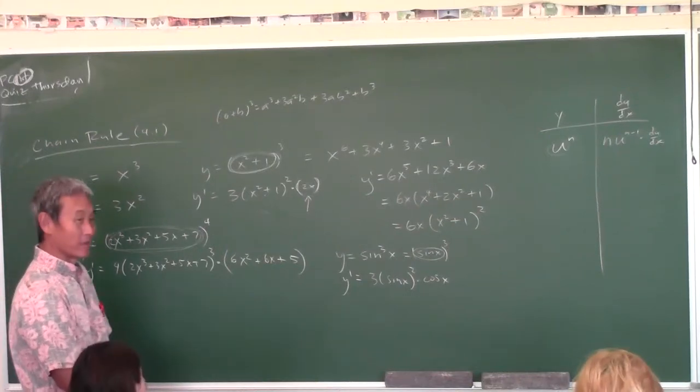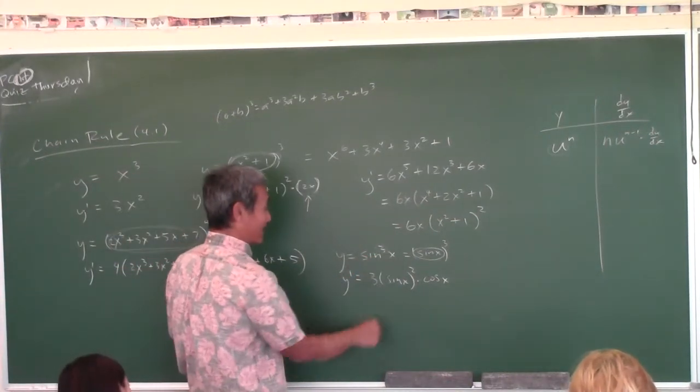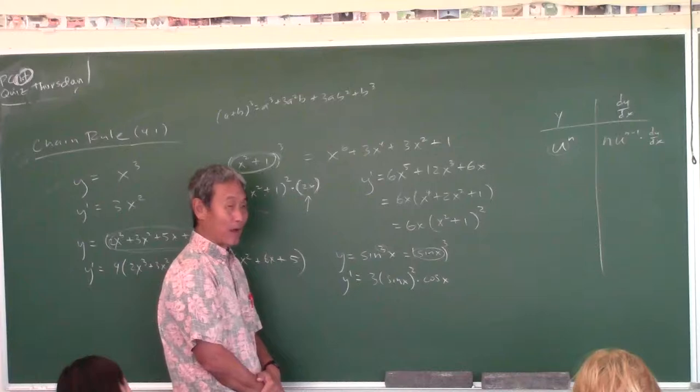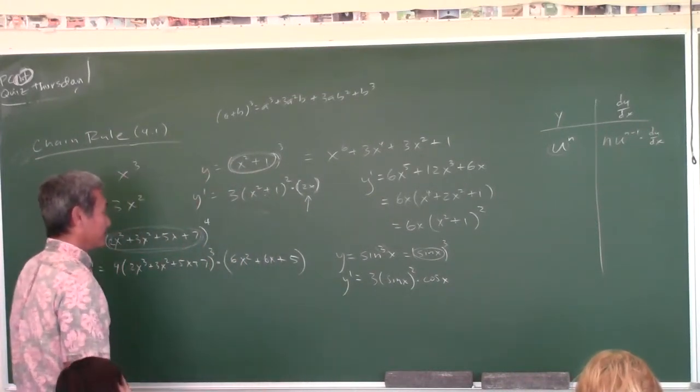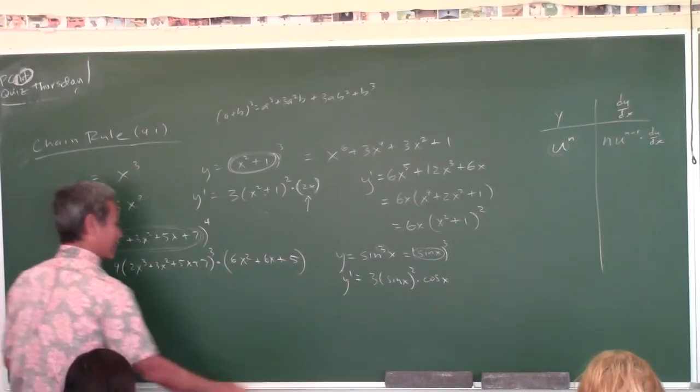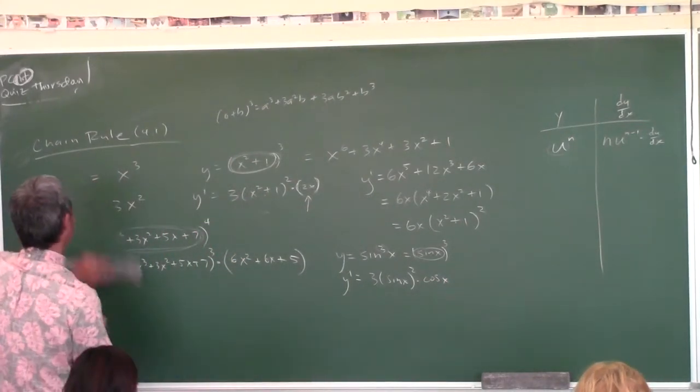That's a whole lot faster than going sine times sine times sine and then using the product rule for more than one thing, yeah? Because what if this power was like 10th power? You can use the product rule for 10 things? That's craziness. Okay, let's look at another one. Like I said, you just gotta keep doing problems.